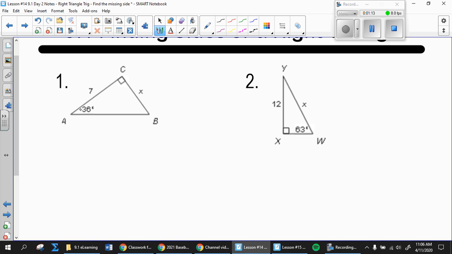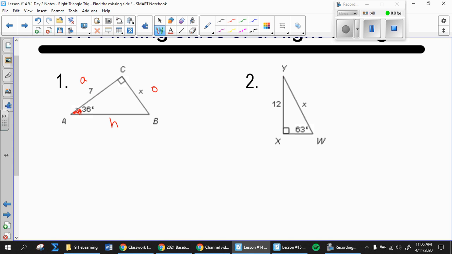Like we talked about yesterday, this is the angle we're using. We always want to use an acute angle, but we might as well use the angle that they give us. So this is the angle we're using to label our sides. Opposite of my right angle is my hypotenuse. Opposite of the angle given is my opposite. Adjacent to the angle given is my adjacent.